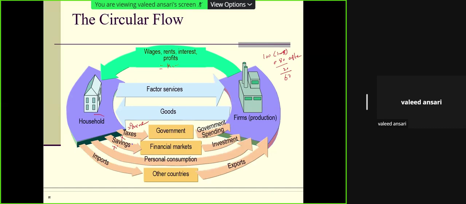And similarly, there is not only domestic consumption, but the household may also import something for personal consumption. So that will be total consumption: domestic consumption and consumption of goods produced by foreigners. So we can make this diagram to understand how these sectors, like the household, government, financial market, and other countries, are interlinked and interact with each other.